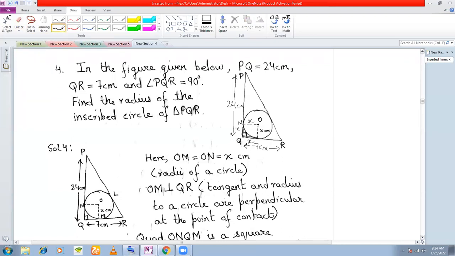Why is this x centimeter? Because it is a square. Opposite sides of the square are equal. Okay. So you have got this length as x. This much length you have got. Okay. Proceeding to the next one.